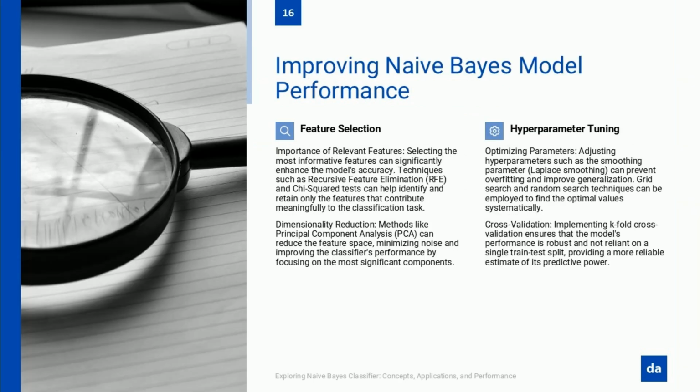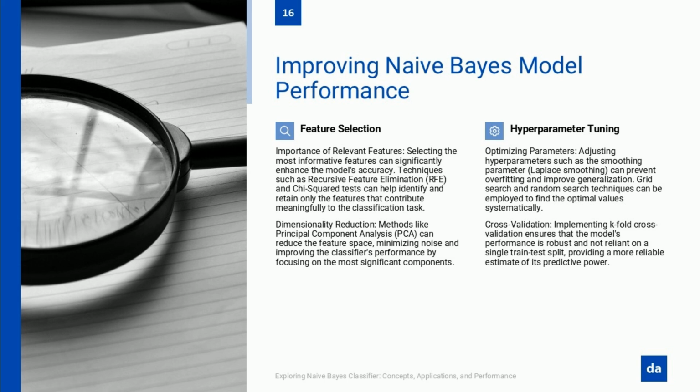Let's dive deeper. Even though naive Bayes is a simple and efficient classifier, there's always room for improvement. Fine-tuning the model can make a significant difference in performance, especially when working with complex datasets. This is where hyperparameter tuning and feature selection come into play, helping the model generalize better, reduce errors, and improve classification accuracy.